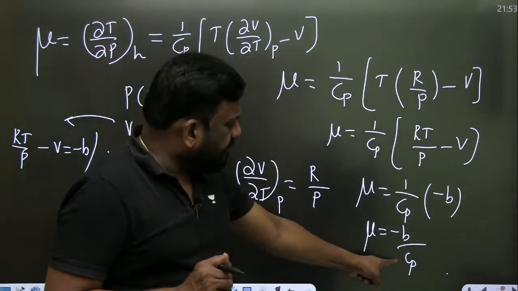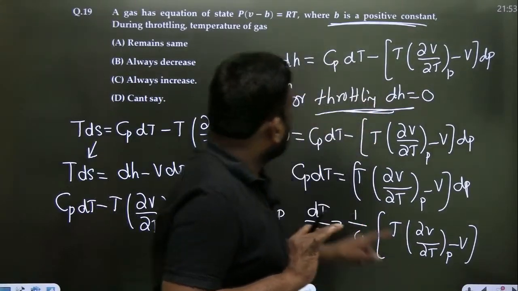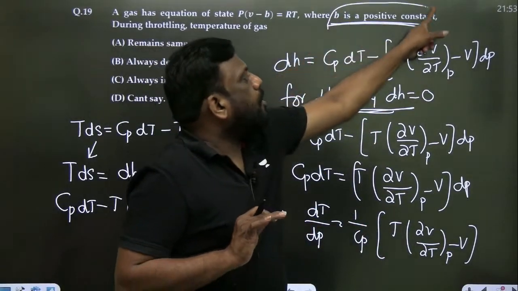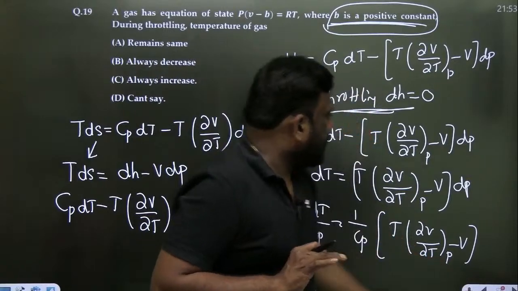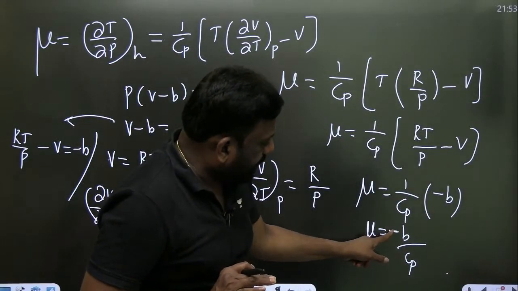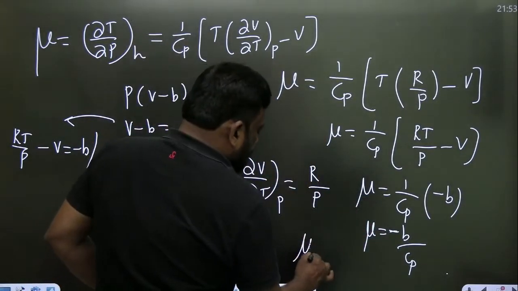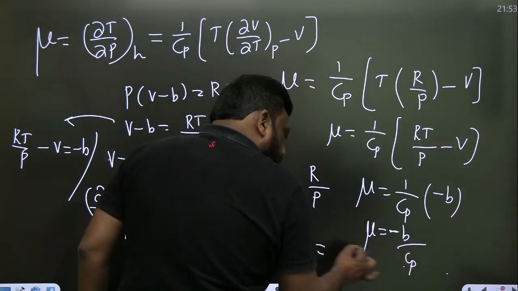अब देखो, Cp is always positive. What about B? वो clearly बोला B is a positive constant. जब B positive है, Cp positive है, तो already यहाँ पे negative अटैच है, तो mu का value is coming out to be negative. Joule-Thomson quotient का value negative, Cp is also positive.